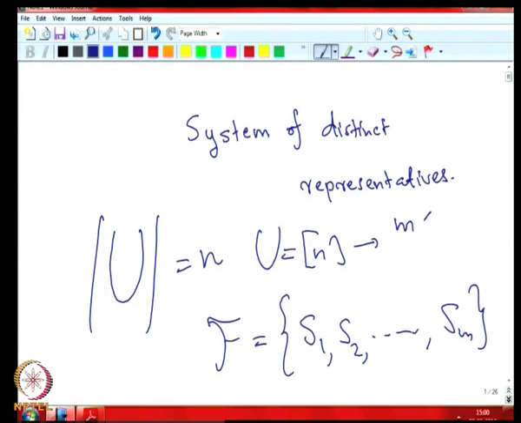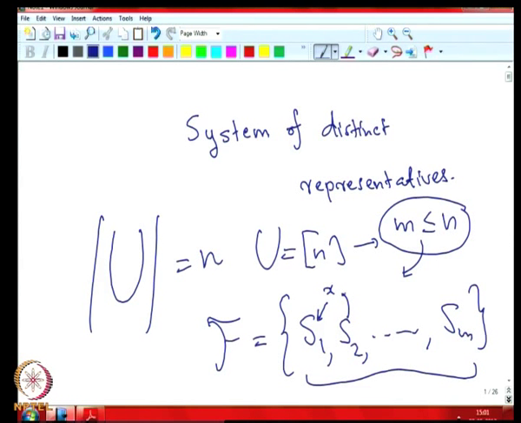So that means m has to be less than or equal to n, otherwise how will we select, such that one of them can be a representative of S1, another one a representative of S2, and finally another one a representative of Sm, but no person can become a representative of more than one set in this collection. It is okay if a particular x is a representative of S1 but is also a member of S2, S3; that is not a problem. But we are allowing one person to represent only one set, and that element has to come from that set.